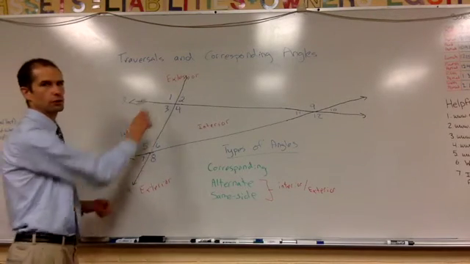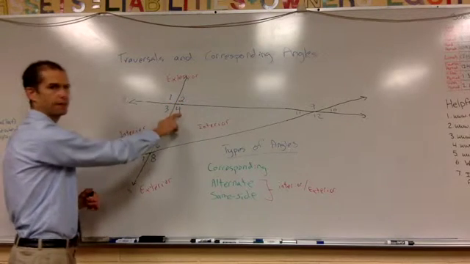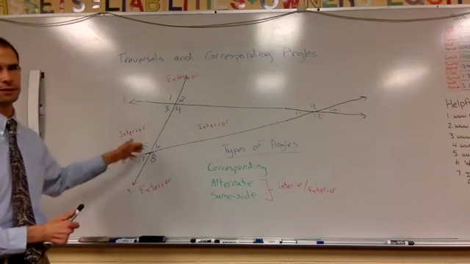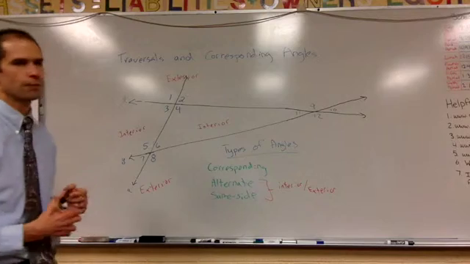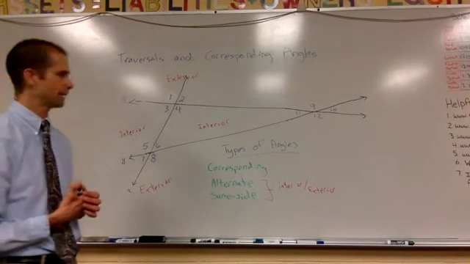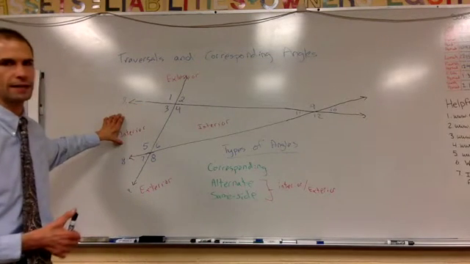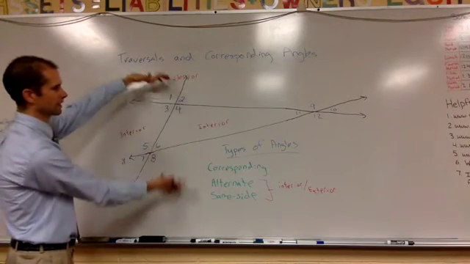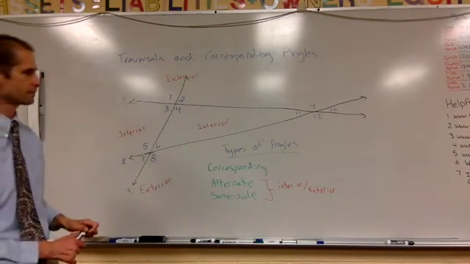When a traversal crosses these two lines, it creates 8 angles: 1, 2, 3, 4, 5, 6, 7, 8. You don't have to number them this way, but that's how I did it right now. A traversal creates a number of angle pairs. When you look at your traversal, you'll see that it's divided into interior and exterior. Exterior is everything outside of the two lines. Interior is everything between the two lines.